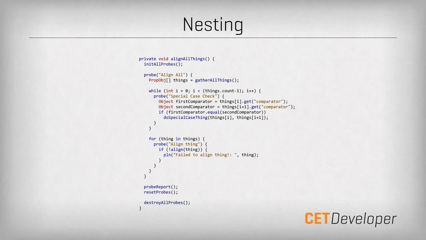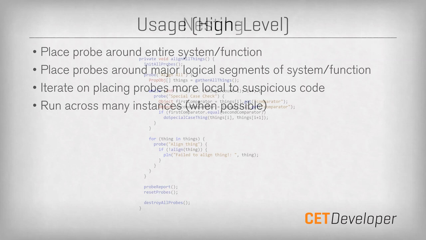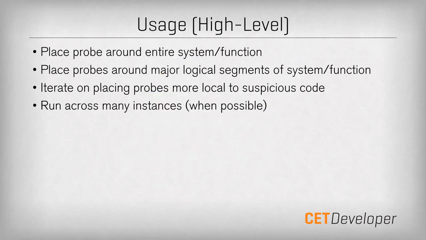So now we've seen the code for probes. What is using them actually like? The best strategy that I've seen for using probes is to first place them around the entire system or function or whatever it is that you want to test. And then inside, you start placing probes around every major logical section of the code.